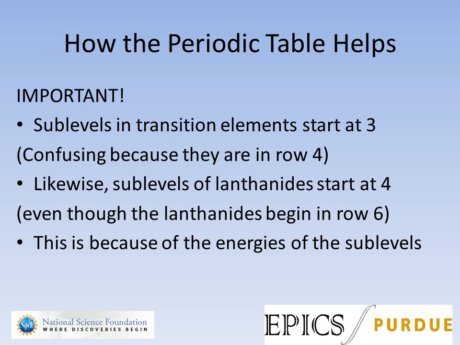It is important to remember what was said earlier about the nd and nf sublevels. The nd sublevel starts at 3d, not 4d, even though the elements are in the fourth row. As you go down the table, the n number increases by 1. The same holds for f. nf sublevels start at 4f, even though the elements are in row 6. This occurs because of the energies of the sublevels, as stated earlier.